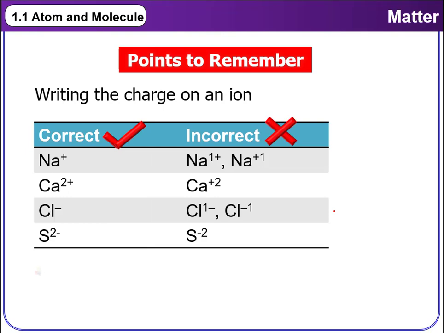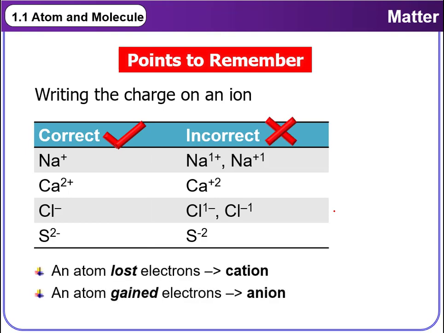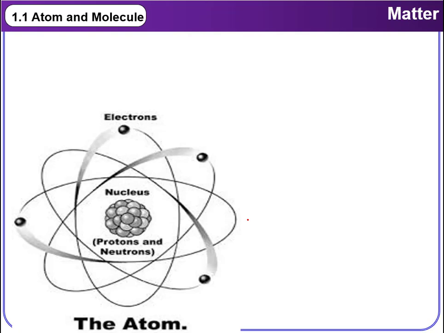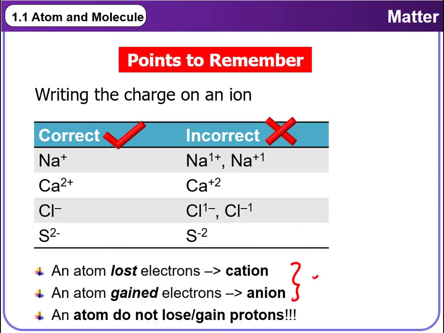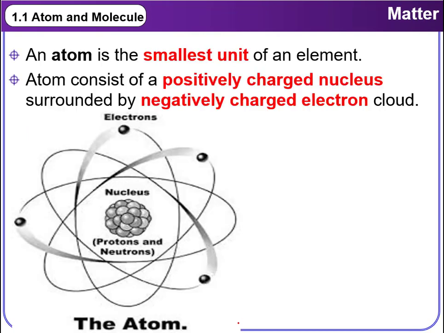The point to remember is to write the charge on an ion correctly. So remember that electron is the only species which is mobile. So an atom can lose electron to form cation, which is positively charged, or it will gain electron to form an ion which is negatively charged. An atom does not lose or gain proton. It has nothing to do with proton. Proton still remains in the nucleus of an atom.